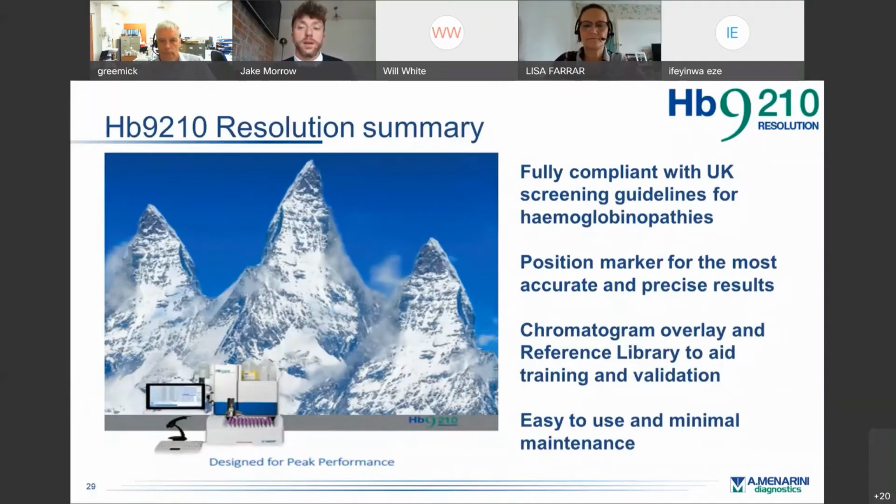I just want to summarize and go over the headlines from that brief presentation I gave. So the HB9210 resolution is fully compliant with the UK screening recommendations set by Public Health England for the antenatal laboratory screening for hemoglobinopathies. It has an exclusive position marker for best standardization and the most accurate HPLC measurement. The chromatogram overlay feature, combined with the extensive reference library, aids training and validation. All of this in an easy to use system with minimal to next to no maintenance.